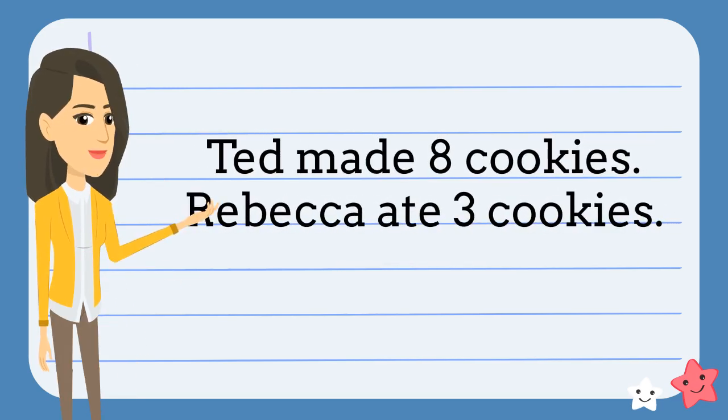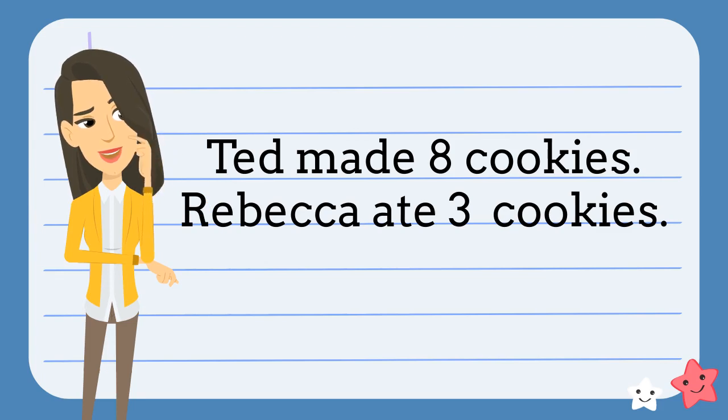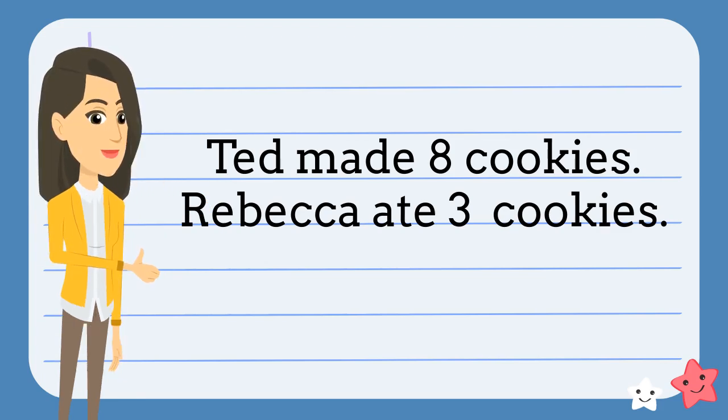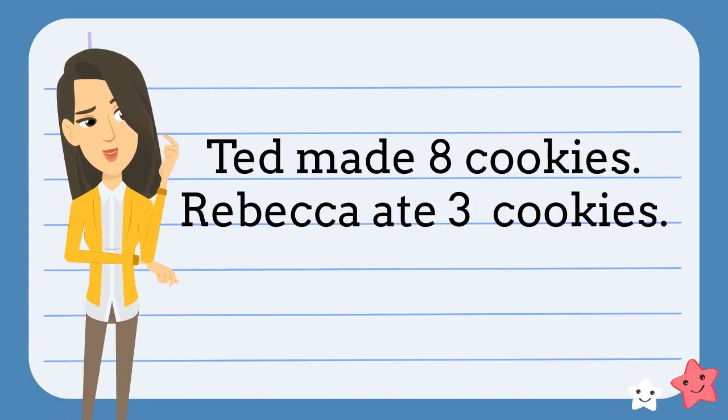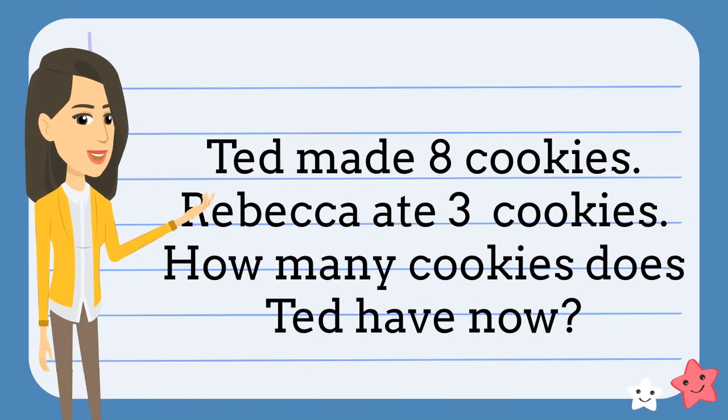Let's see. Ted made 8 cookies and Rebecca ate 3 cookies. What new information do we have now with this problem? You're right. We know that Rebecca ate 3 cookies. But we still can't solve this problem yet because we don't know what to do with the numbers. Let's take a look at this problem now.